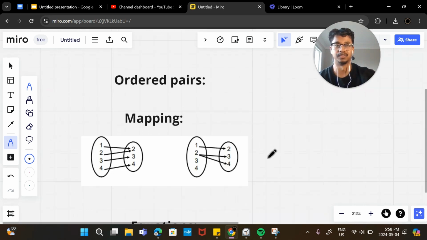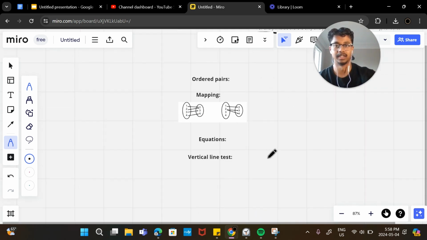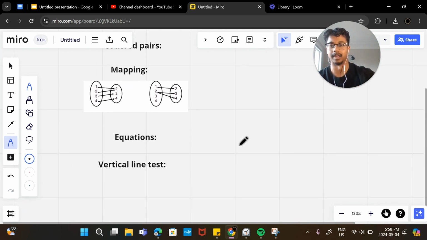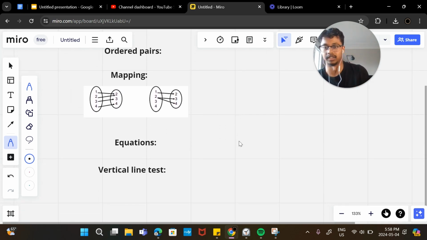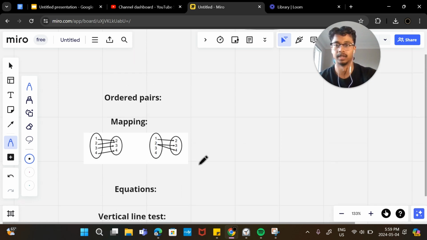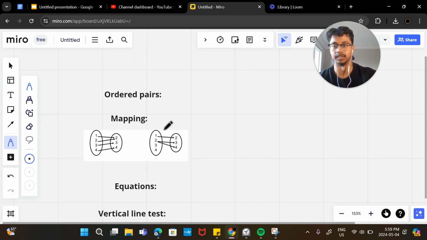So yeah, there's a few different ways of representing functions, at least according to grade 11 math. The one more that I didn't include here is actually graphing, or that could be associated with the vertical line test. But generally I'll just go over these.